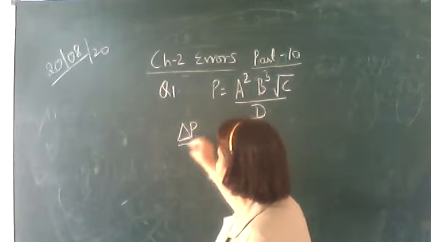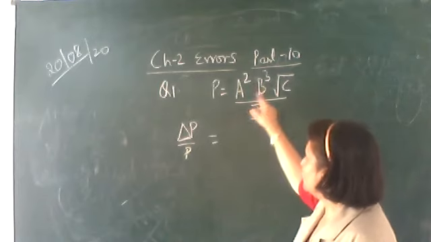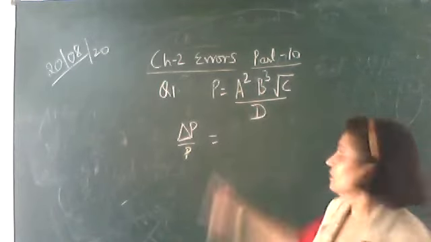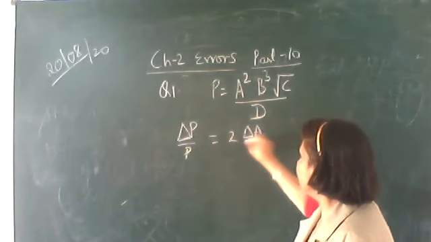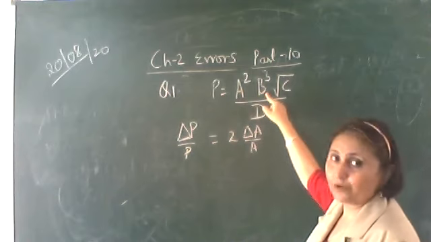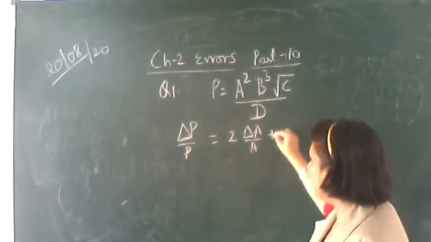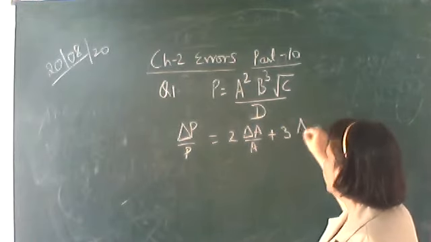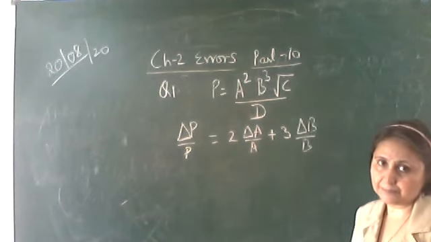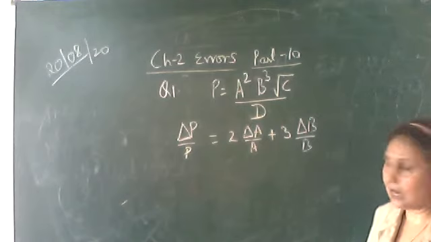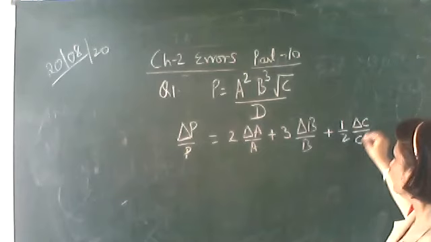The relative error in P is delta P upon P. A square is multiplied to B cube. We know that the power is multiplied to the relative error, so 2 delta A upon A. Now this is the product of A square into B cube, and we know that the relative errors are added. So it would be 3 delta B upon B, multiplied by square root of C, that is C raised to the power half, plus half delta C upon C.